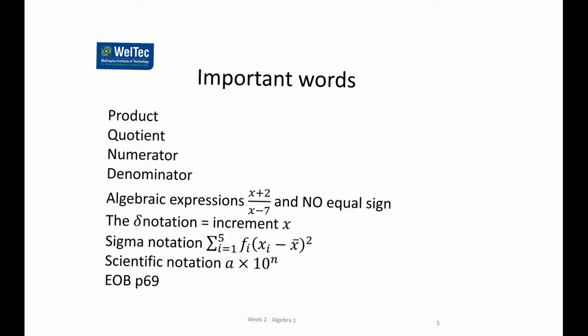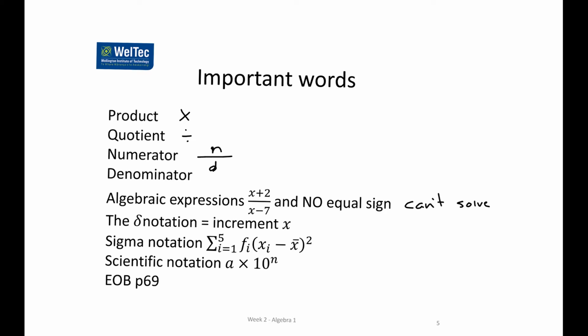Just some words that you need to remember as well. Product indicates times, quotient indicates divide, numerator is on the top of a fraction, and denominator is on the bottom. Something like x plus 2 over x minus 7 is just an expression. There's no equal sign, so you can't solve it.